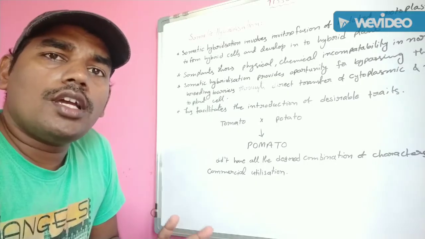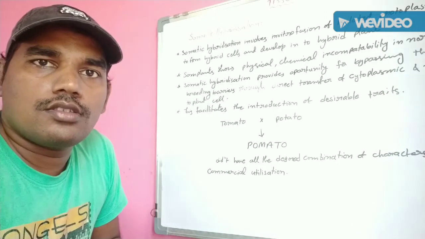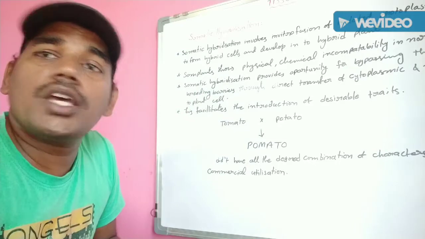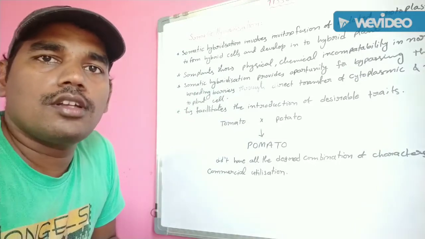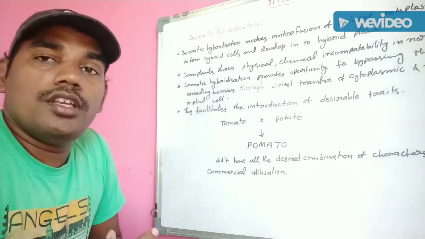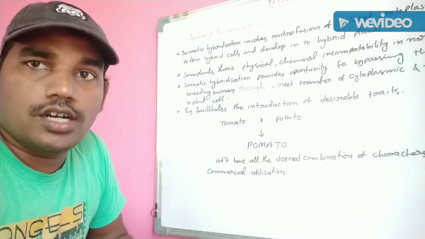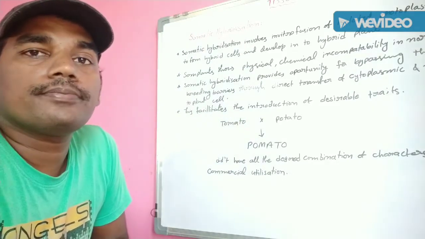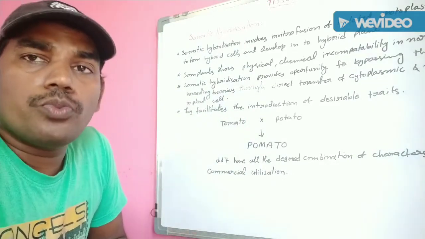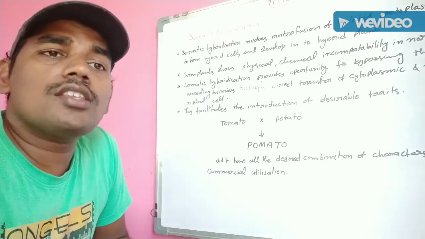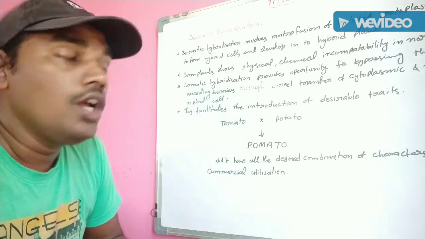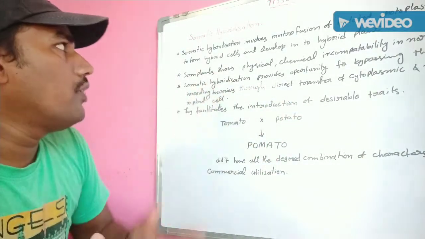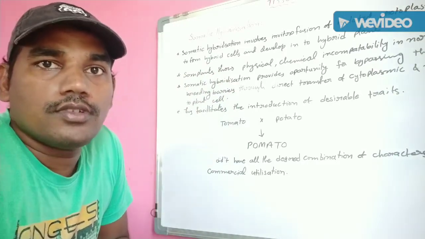Sexual reproduction crosses only within the same species, but somatic hybridization is done between various genera. Understand? With the help of somatic hybridization, different types of plants are obtained. So it is the most advanced process, and plants with mutational changes and desirable characters are also prepared with its help. Okay.